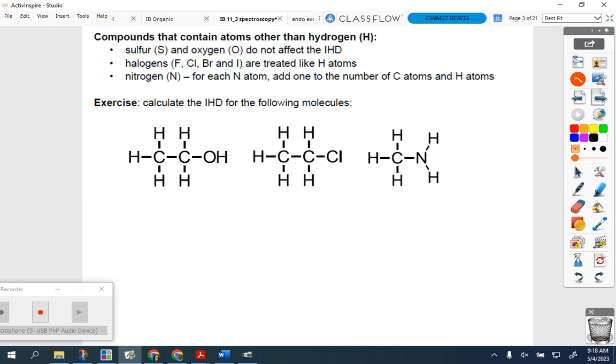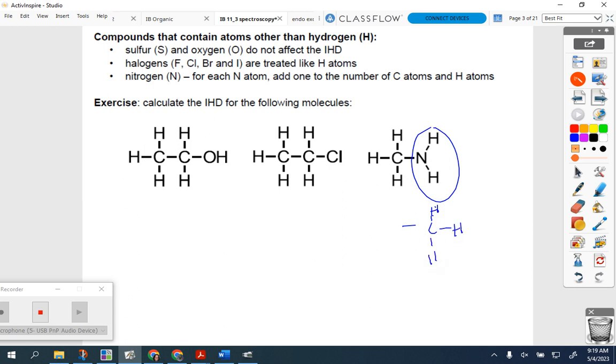If you have a nitrogen, because nitrogen has that lone pair and is only going to form 3 bonds, then for every nitrogen in your formula, you're going to add 1 carbon and 1 hydrogen, because an NH2 group is equivalent in terms of the saturation to a CH3 group, to a methyl group.